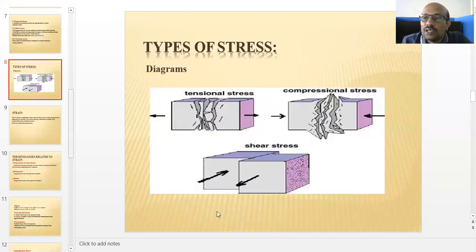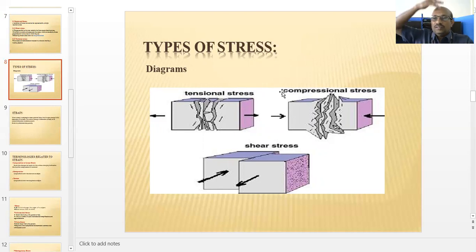I am going to show in these pictures how tensile stress arises. When we pull at the two ends, there will be an increase in length. That is the resultant. Another is compressive stress. In compressive stress, we push the load at both ends, and the resultant is a decrease in length. Over there is an increase in length, here a decrease in length.